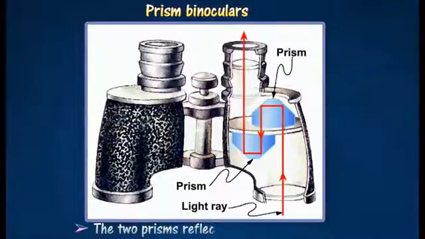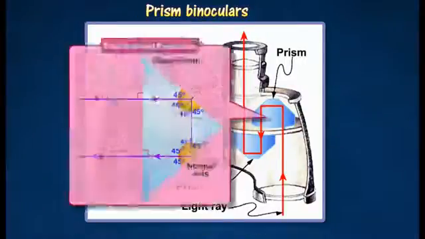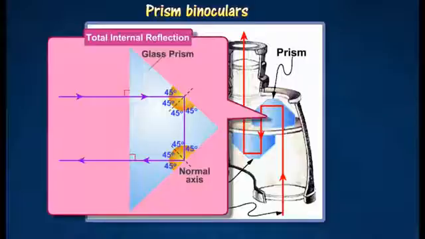The two prisms reflect light in a zigzag path as shown in the diagram. This angle of incidence is greater than the critical angle of glass, which is 42 degrees, so the rays undergo total internal reflection twice, and emerge from the prism as parallel rays in the opposite direction.